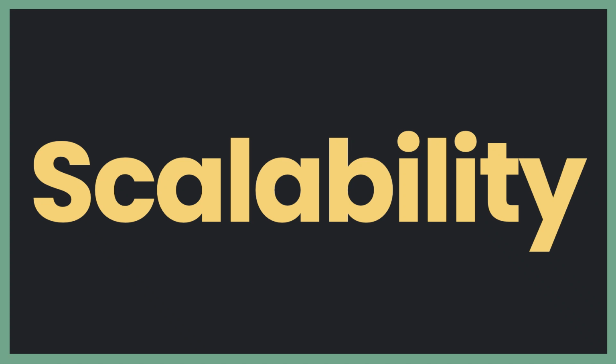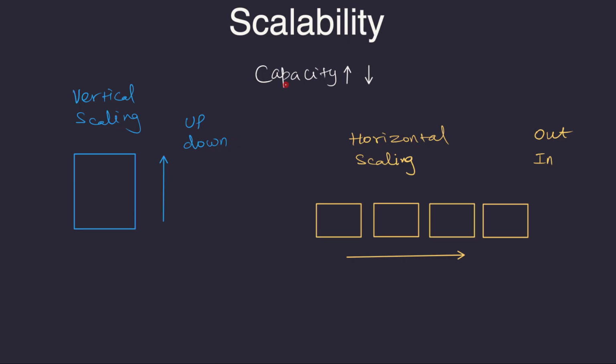Let's talk about scalability in this short video. Scalability refers to the ability of the system to increase or decrease its capacity depending on the needs. For example, if the demand for your system goes up, then you should be able to increase its capacity, and if the demand goes down, you should be able to decrease its capacity. So that is what we refer to as scalability.